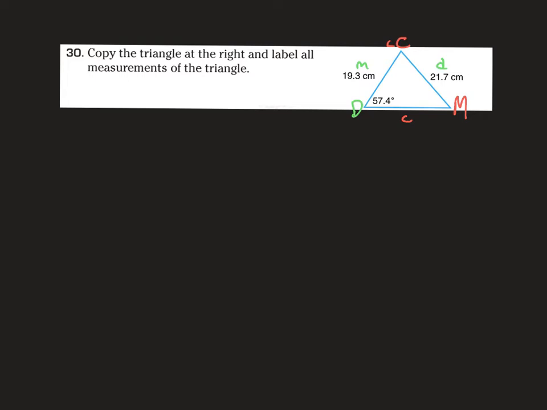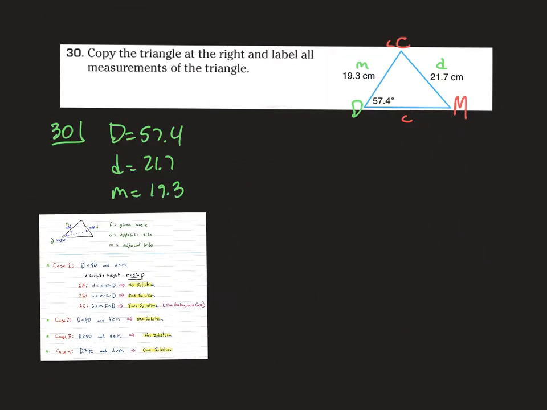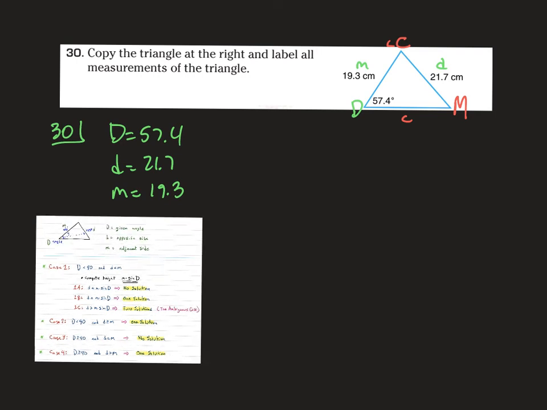So let's do this. Okay, this is number 30. D is 57.4. Lowercase d is 21.7. And M is 19.3. Now let's bring in our notes so we can figure out how many solutions there's going to be. And I'll put that right here. D is less than 90, so it's acute, right? I know that. And lowercase d is greater than M. All right, so that looks like it is case 2. There's one solution, so we just need to find out what the other parts are.